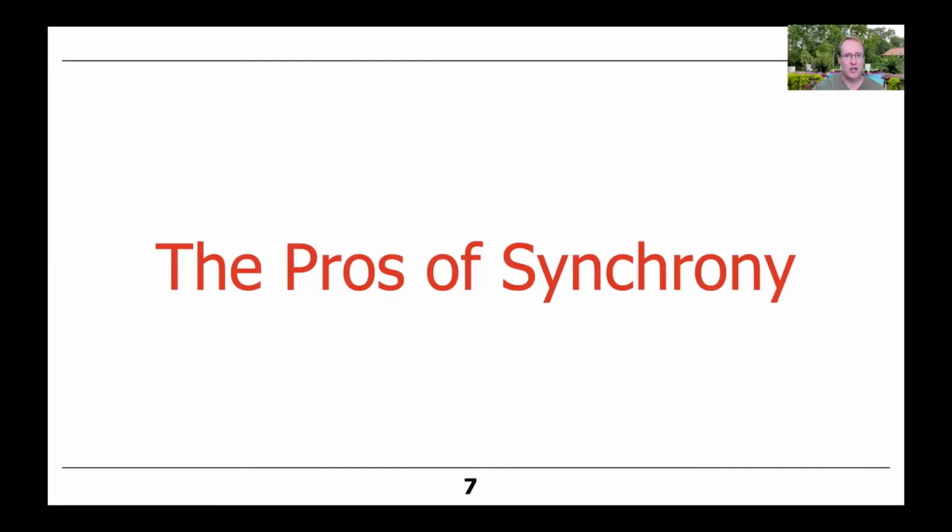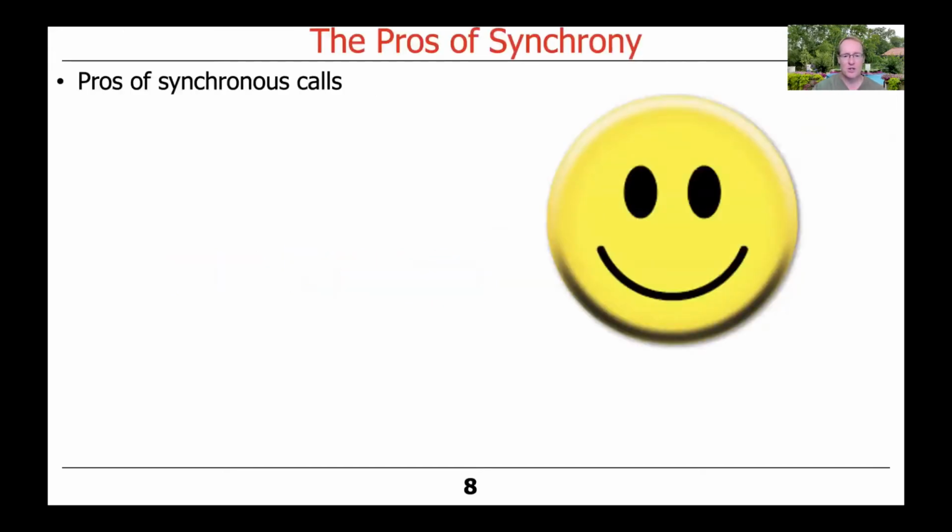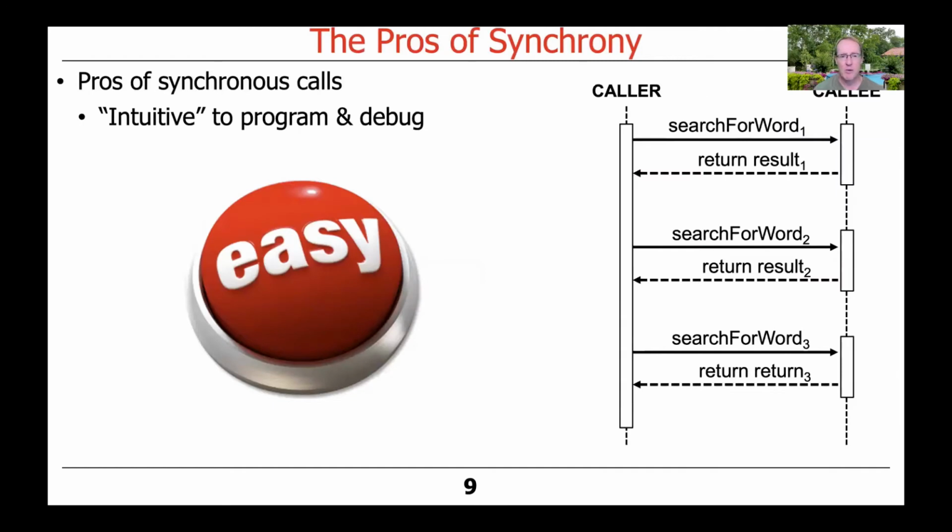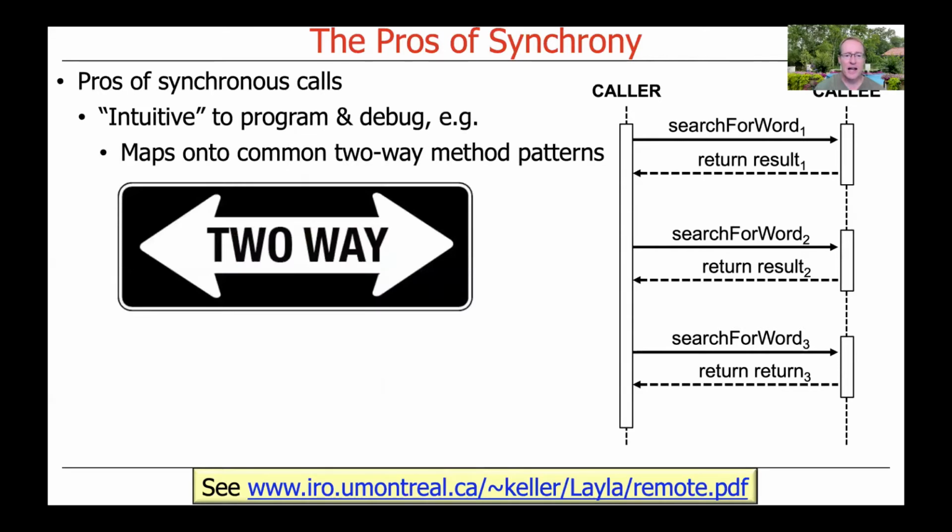So let's talk about the good things about this. There are some benefits of synchronous programming. First of all, it's very intuitive because we've done it for a long time. That's typically the way we write code. So it's intuitive to program, and it's relatively intuitive to debug. That's because it maps very cleanly onto these common two-way method patterns. You can take a look at the link at the bottom of the page, which talks about two-way method call patterns as a pattern.